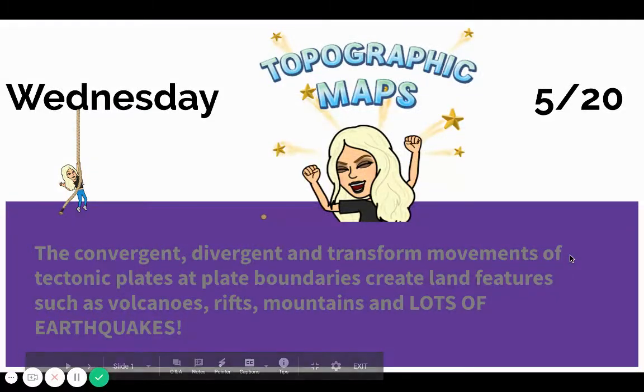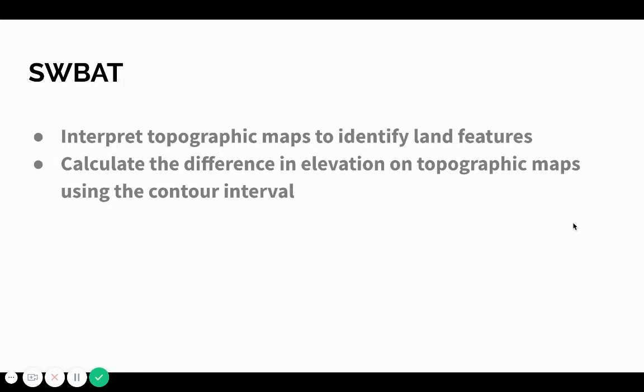All right. Today is Wednesday, May 20th. And yesterday we reviewed how the convergent, divergent, and transform movements of tectonic plates at boundaries create land features such as volcanoes, rifts, mountains, and lots of earthquakes. And today we are going to look back at how to interpret topographic maps.